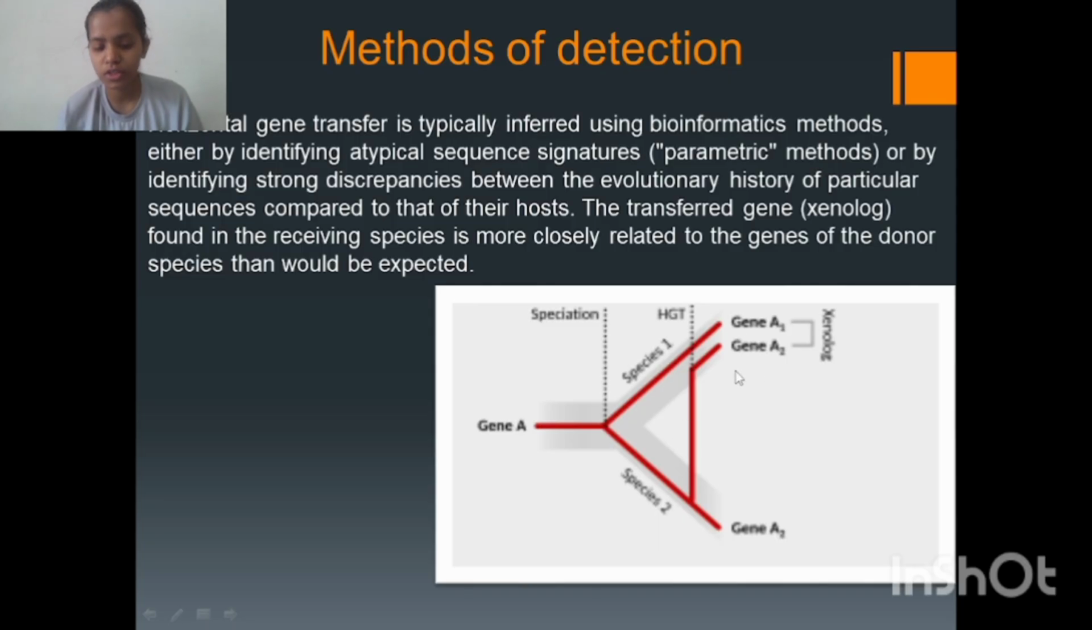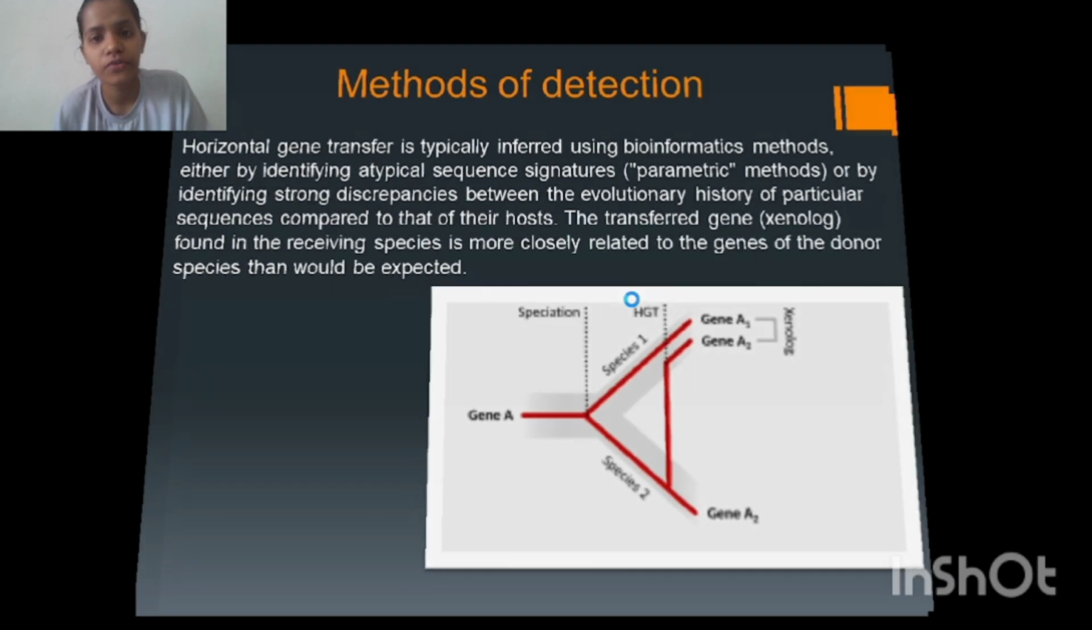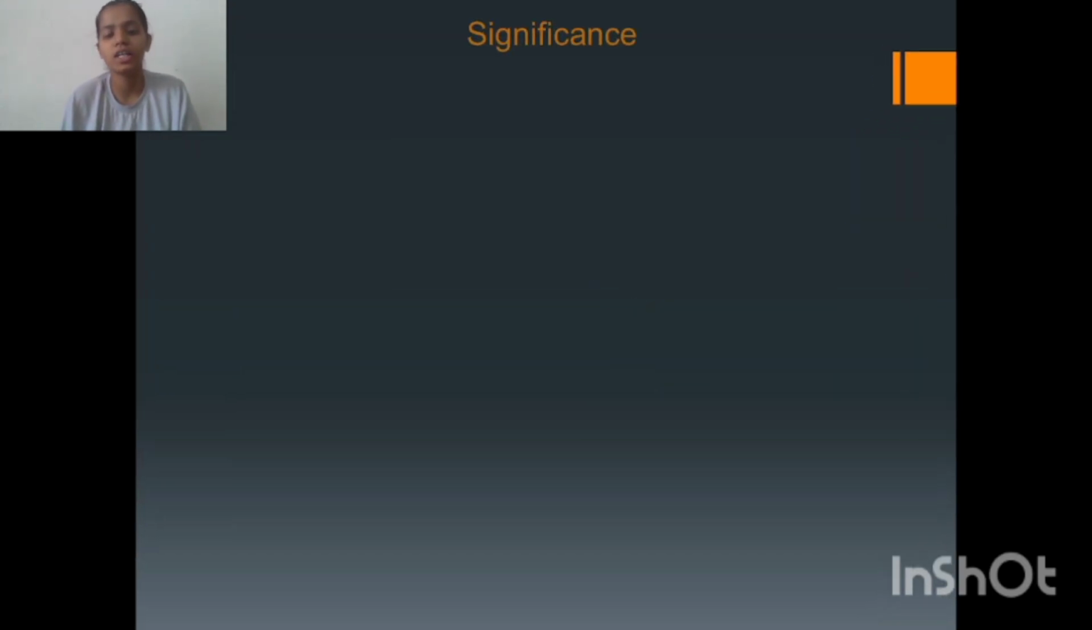This diagram clearly shows that because of horizontal gene transfer, gene evolution does not always follow species evolution. As a result, gene trees may differ from species trees. In conclusion of the method of detection, I can say that horizontal gene transfer plays an important role in genetic diversity and evolution, especially in microorganisms. So this was the overall process of the method of detection, where gene A is passed through species 1 and species 2, and in species 1 there are two genes because of horizontal gene transfer, and species 2 has only one gene, that is gene A2.